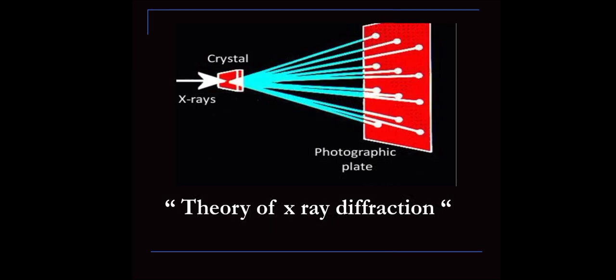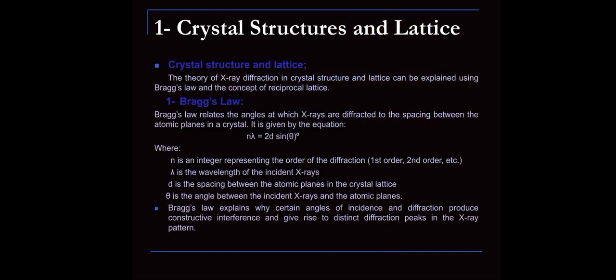Now, theory of X-ray diffraction. First one, crystal structure and lattice. The theory of X-ray diffraction in crystal structure and lattice can be explained using Bragg's law and the concept of the reciprocal lattice.